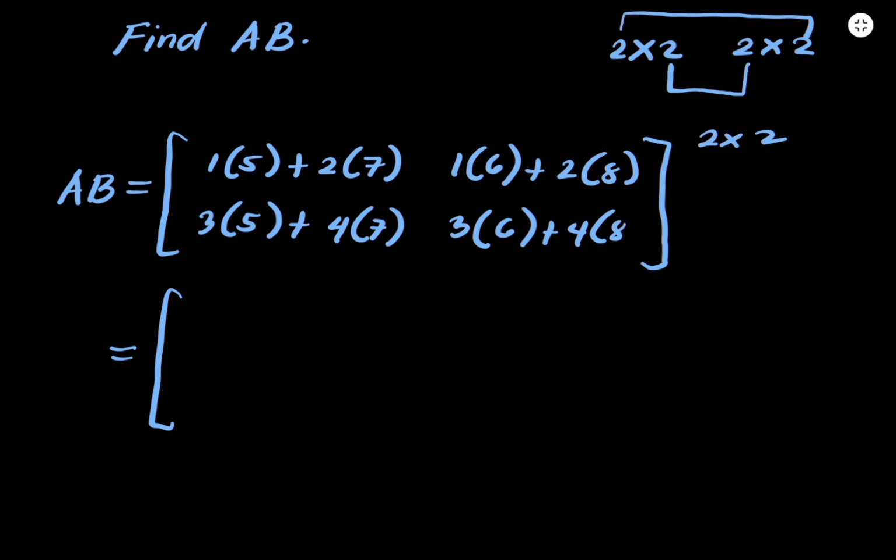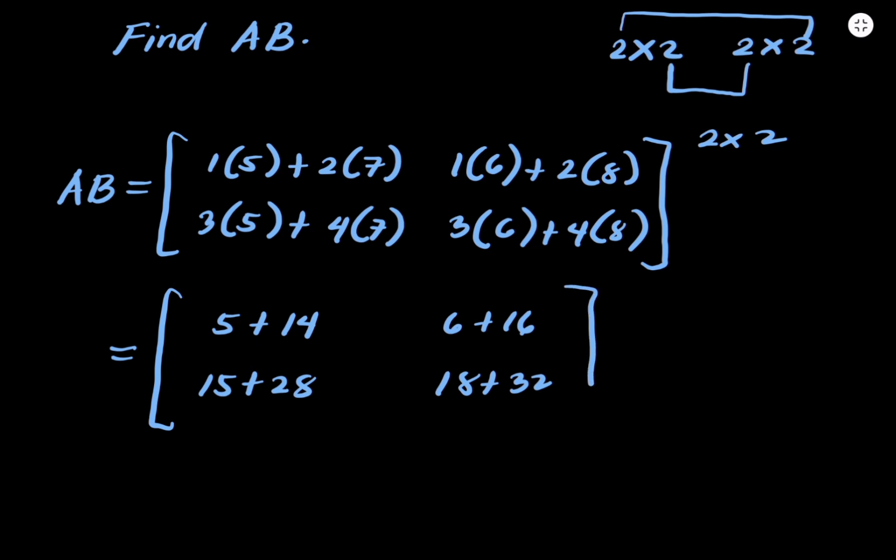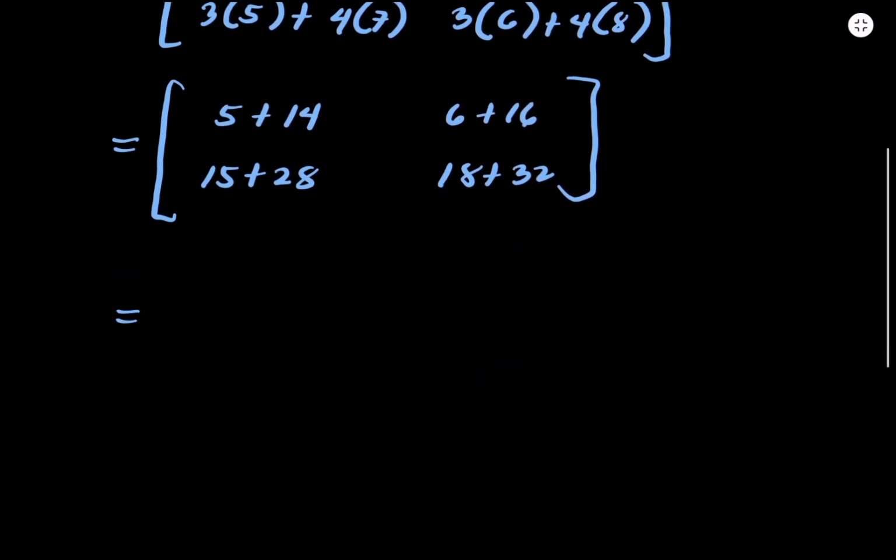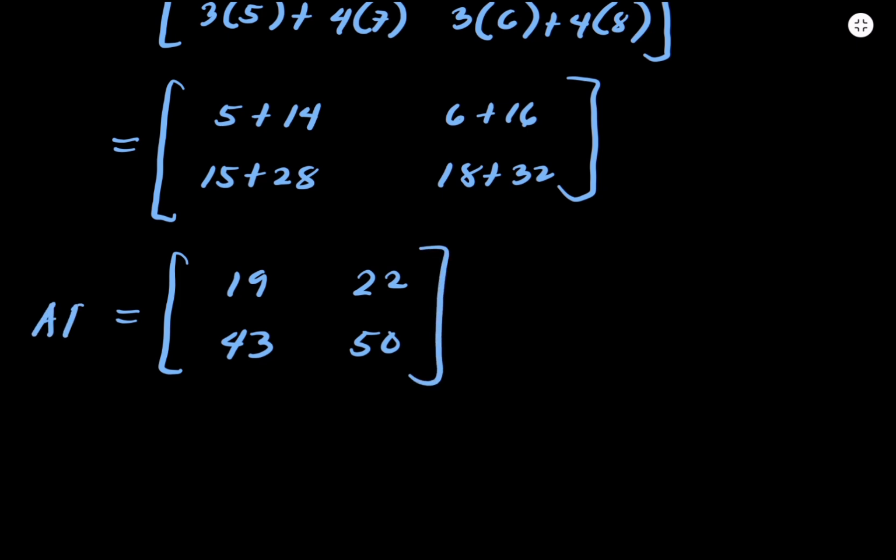So we have 1 times 5, that is 5, plus 2 times 7, that is 14. And then 1 times 6, 6 plus 16. And we have 15 plus 28. And then 18 plus 32. So let us add. We have 19 and then 22, right? And then this is 43 and 50, right? So that is the product of the matrices A and B.